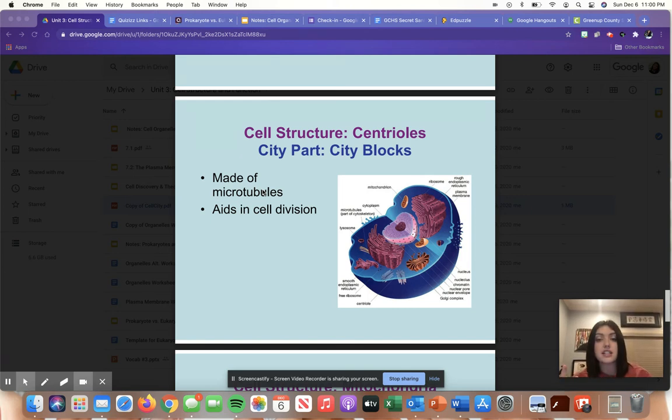Remember, the cytoskeleton was the foundation. Well, now the centrioles are the city blocks. So we're starting to build on top of that foundation. So they aid in cell division.